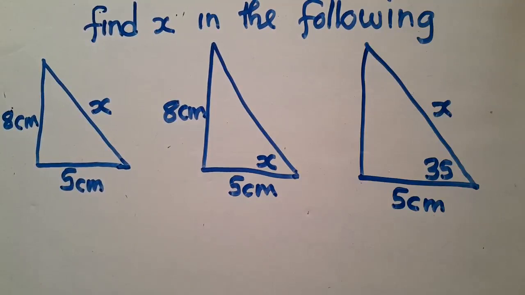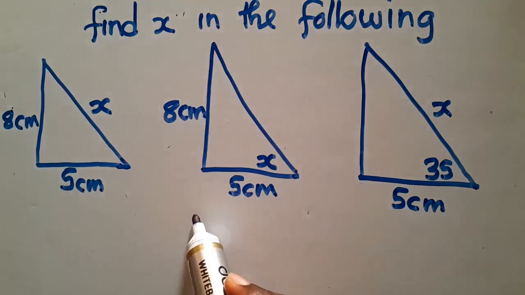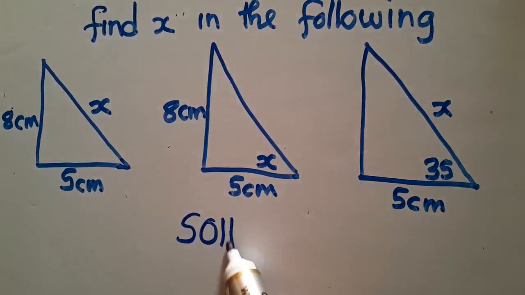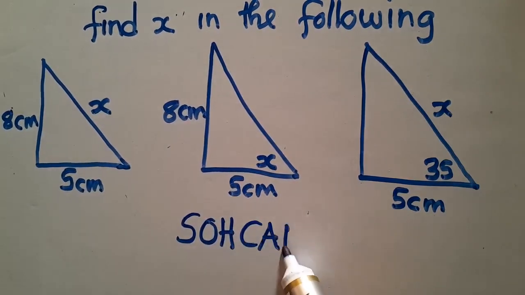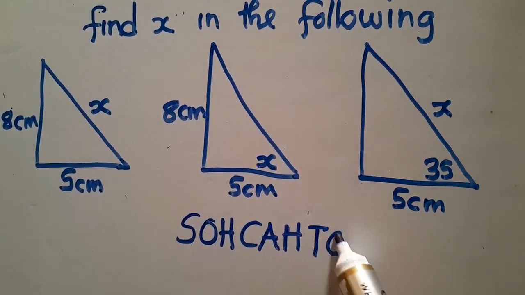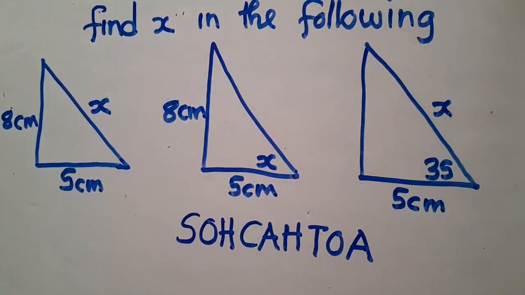Even as we look at the following questions which are here, let us see how we can answer these questions using trigonometrical ratios. The way in which we are going to answer these questions, we are going to use what we call SOHCAHTOA. I believe you've heard of this word and you know how to use this. This is what we are going to use.